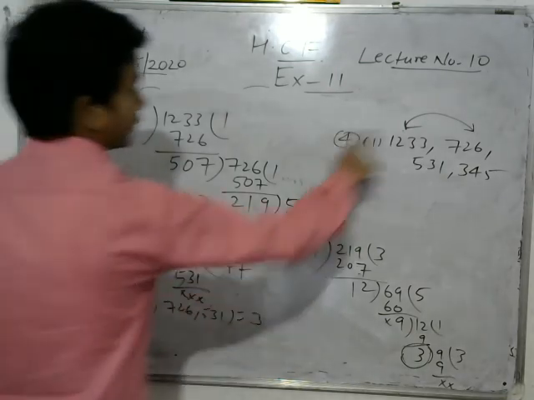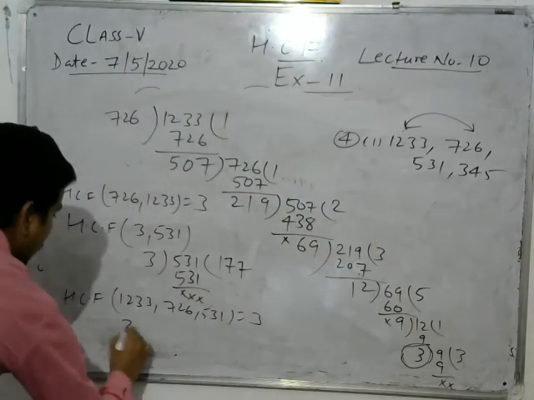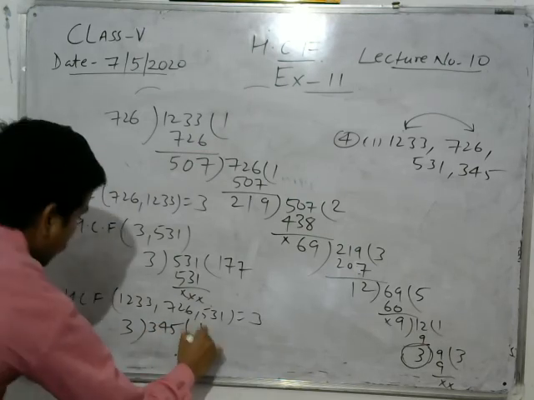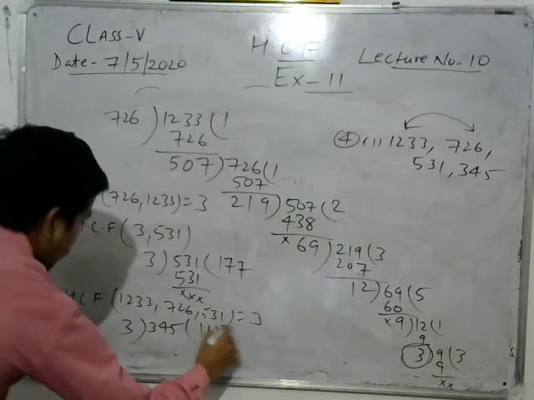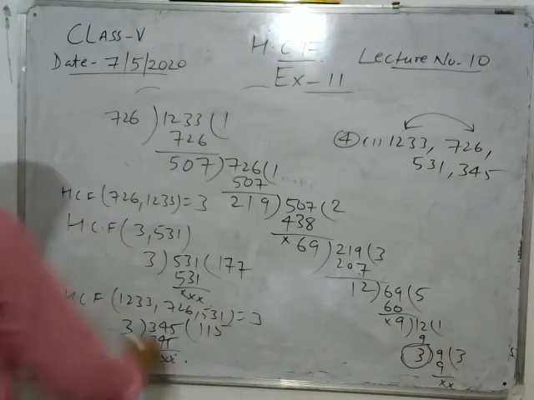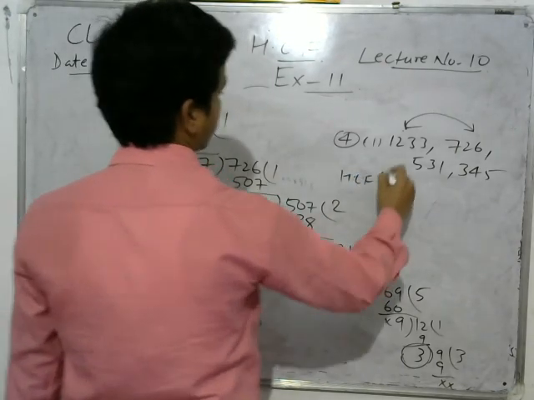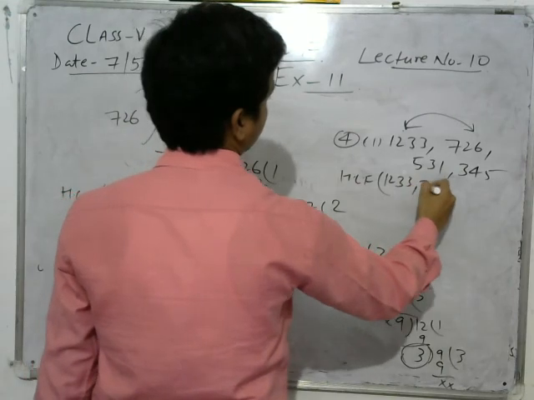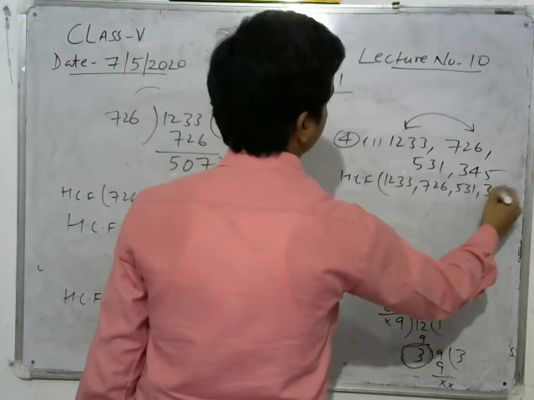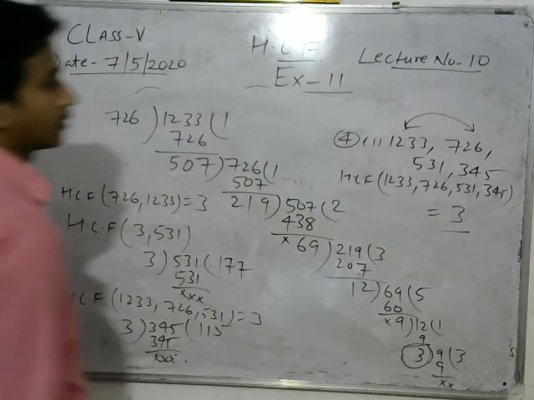Now with the HCF of these three, find the HCF with this number. Again divide 345 by 3. It will also cancel out, 115 times 3 is 345. So the HCF of these four numbers, 531 and 345, will be equal to 3. So in this way you will solve this type of problem.